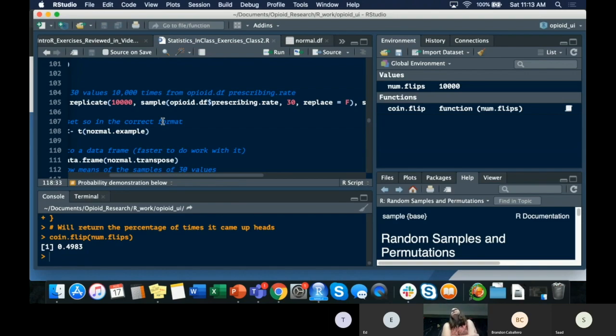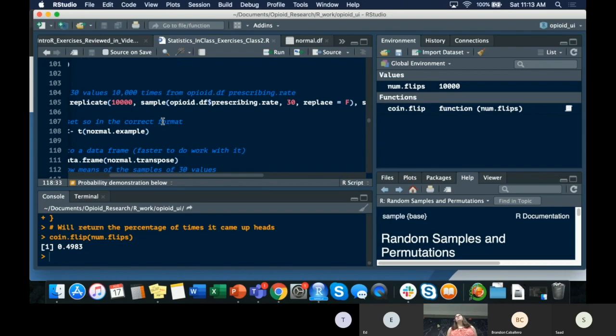Go ahead. 30 values, 10,000 samples? No. Okay. Each time I sample, I take 30 random values. And then I repeat that process. So the 30 values are one sample. And then I create 10,000 samples. So I redo that process.